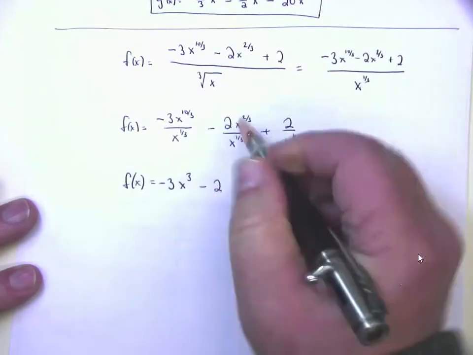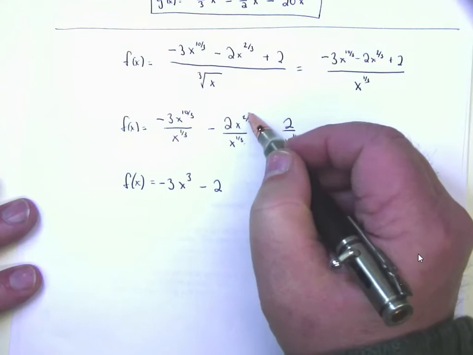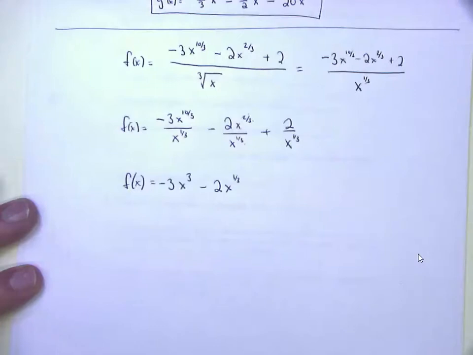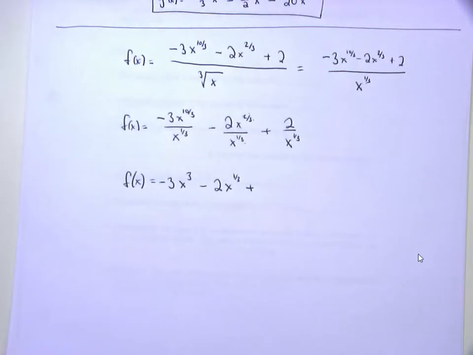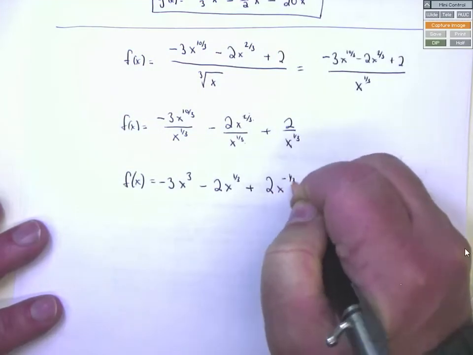Minus 2, and here we go. We got x to the 2/3 divided by x to the 1/3. When you divide, subtract exponents. 2/3 minus 1/3 is 1/3. Plus, now 2 divided by x to the 1/3. I don't like stuff in the denominator either, so I bring it to the numerator, but I got to make the exponent negative. So this becomes 2x to the negative 1/3.